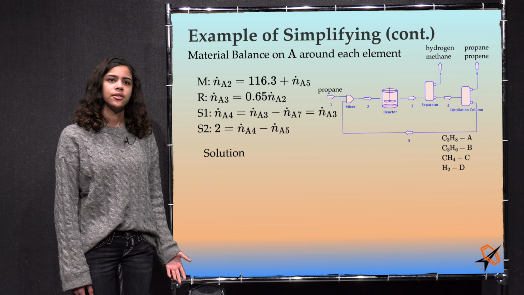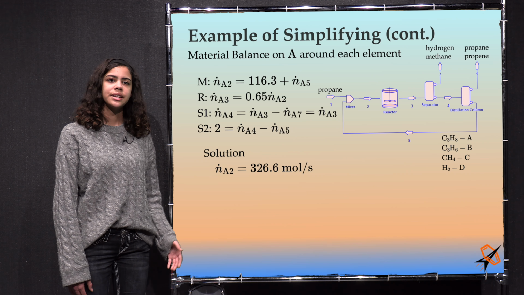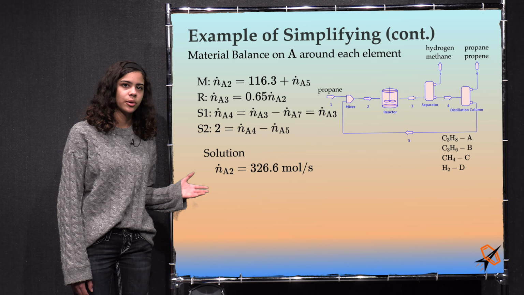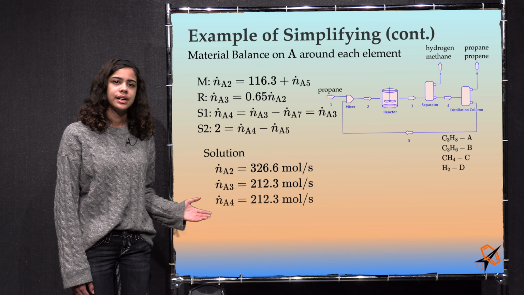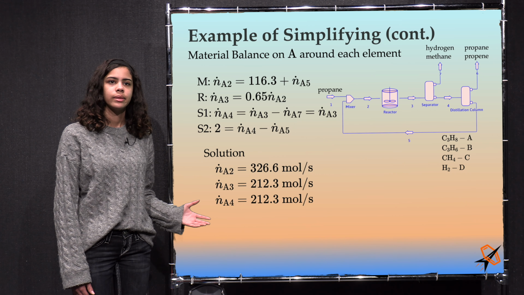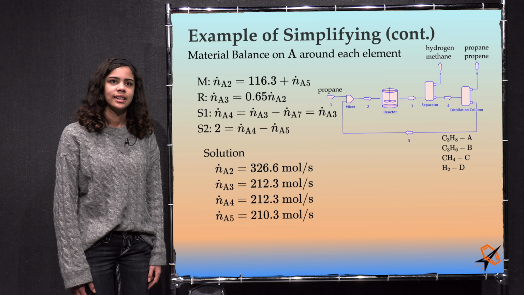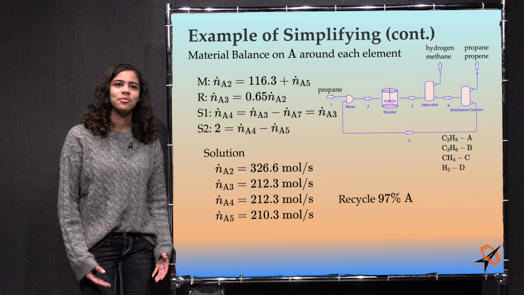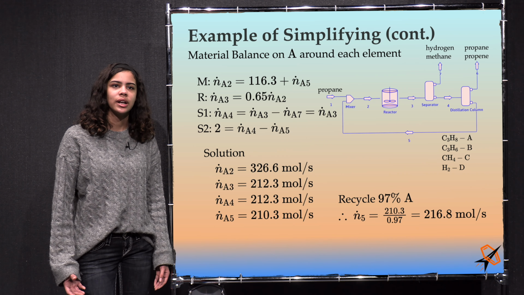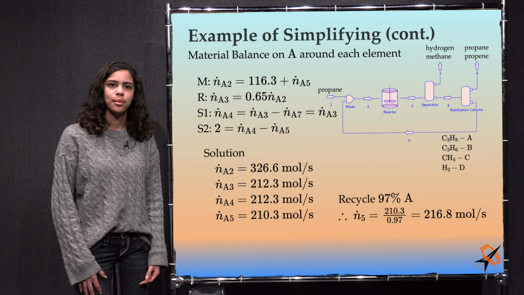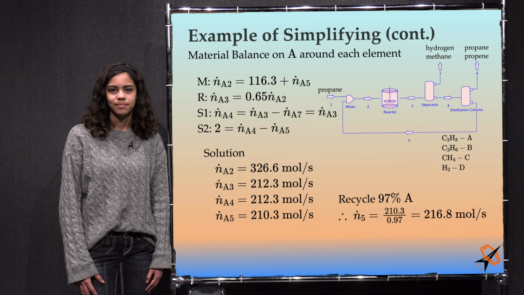The solution of the set of equations around the loop gives us the following values. N.A2 is 326.6, N.A3 is 212.3, N.A4 is 212.3, and N.A5 is 210.3. Given that the recycle is 97% A, we can calculate the total flow rate in stream 5 as the flow rate of A in stream 5 divided by 0.97, or 216.8 moles per second.